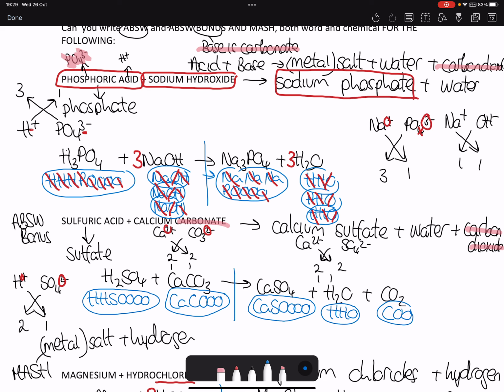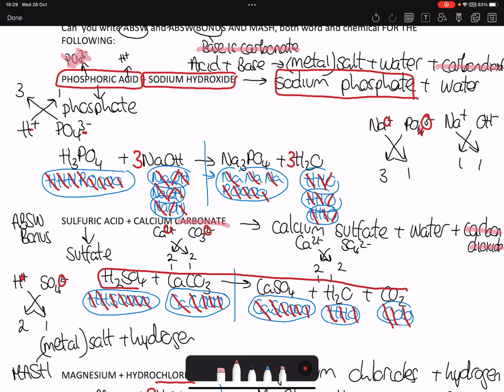I'm just going to cross it off just so we can check. So H2, H2, SO4, SO4, 1 calcium, 1 calcium. I have a carbon, I have 3 oxygens, 3 oxygens. So this particular equation is balanced as it is. I don't need to make any amendments to it.